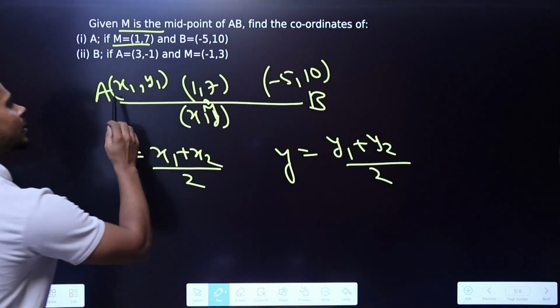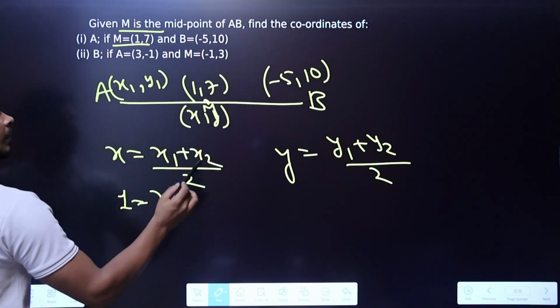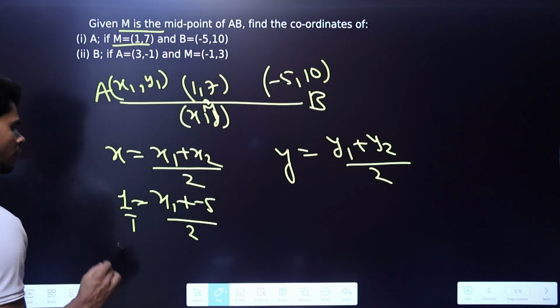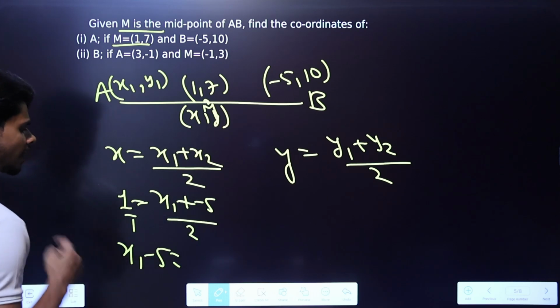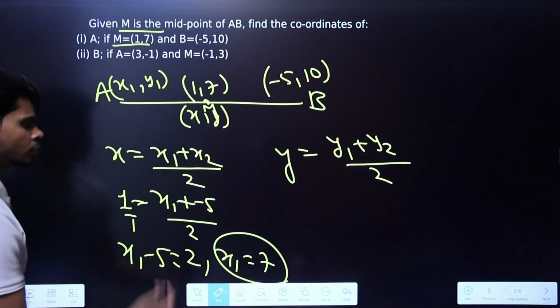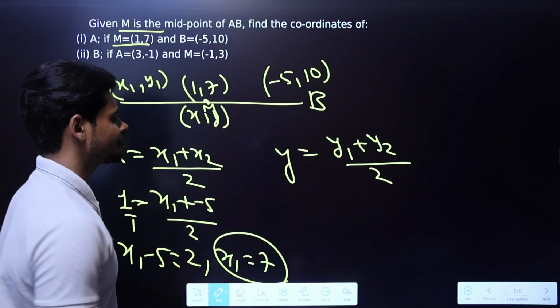So for x it is 1, then x1 is x1 itself, then plus x2 is minus 5, divided by 2. Just cross multiply, so it will become x1 minus 5 is equal to 2. So from here x1 comes out to be 7, right? Minus 5 will become plus 5, so 2 plus 5 is 7.